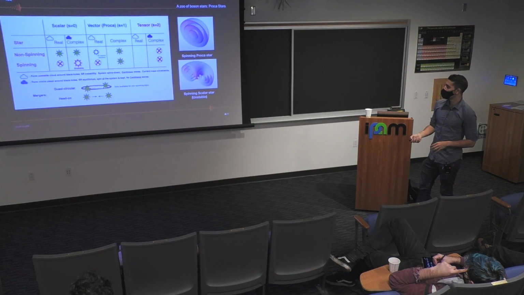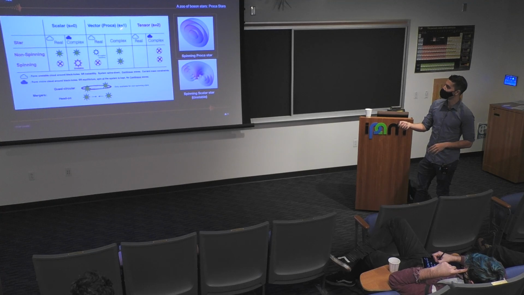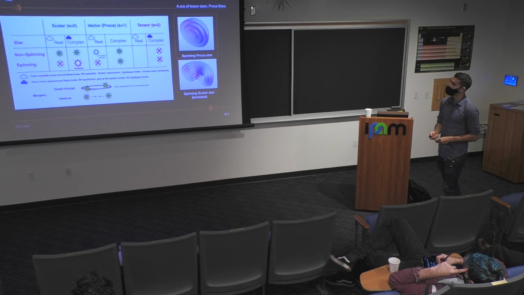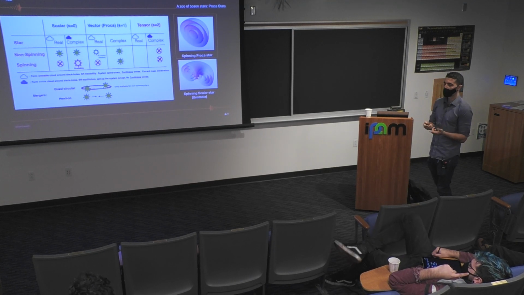But when it comes to forming stars, it turns out that if you want to have a stable spinning star, you need to attach to the spin equals 1 case, so to the vector boson case. And this forms what we know as a Proca star. So from here on, I will be talking equivalently about boson stars and Proca stars.